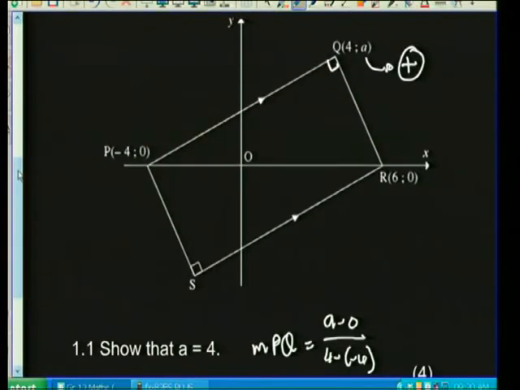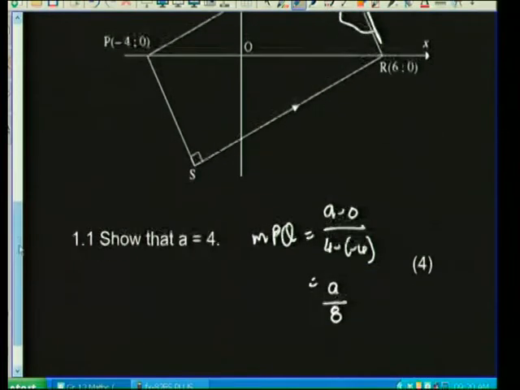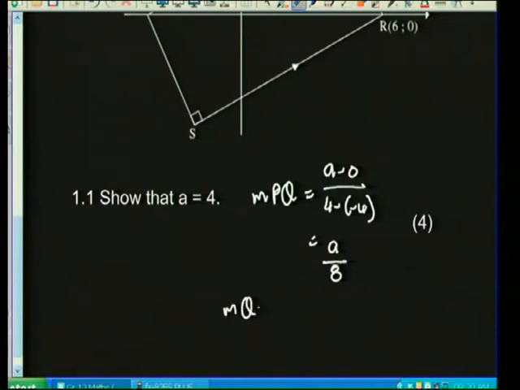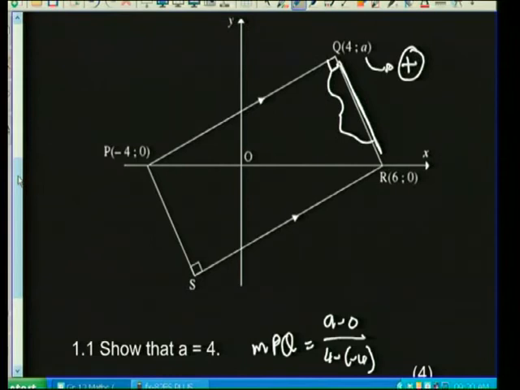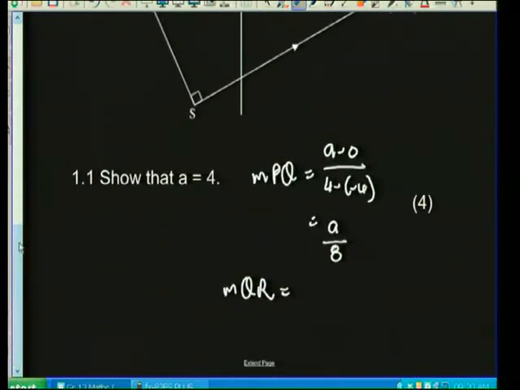I'm now going to look at the gradient of the other line segment over here, this QR. I'm going to do exactly the same thing, and then I'll link and see what I get. So I'm going to now find the gradient of QR. So remember, I'll say the change in y. Because I know that I'm solving for A, I'm making A the subject of the formula. Instead of going randomly, I'm always going from the A. So I'm going to now go A minus 0 over 4 minus 6. Okay, and so what I'm going to get here is A over negative 2.